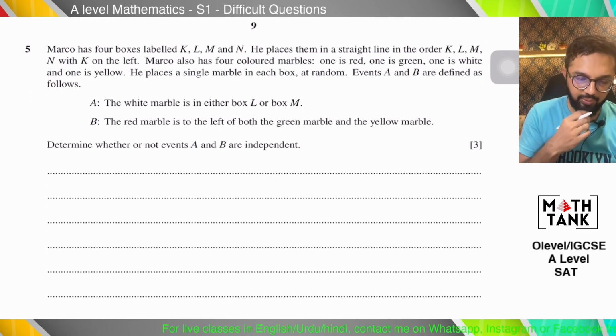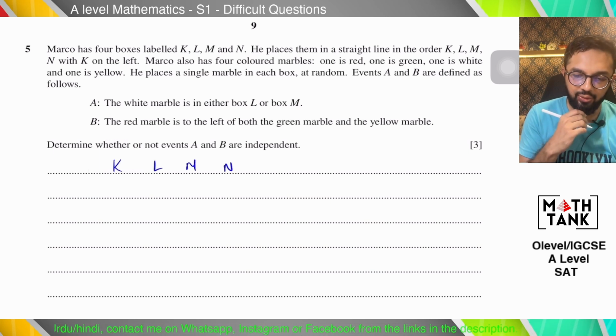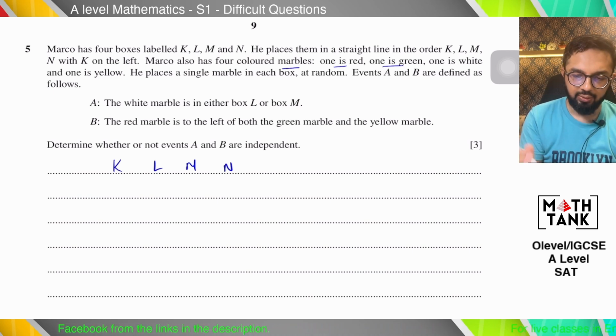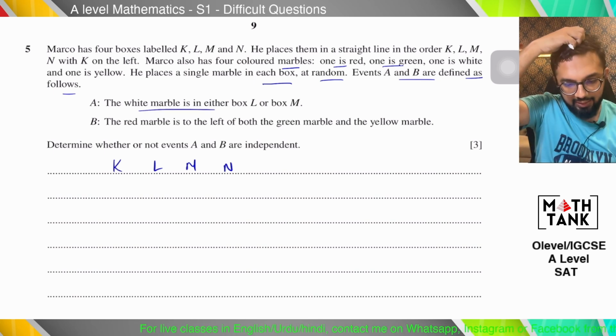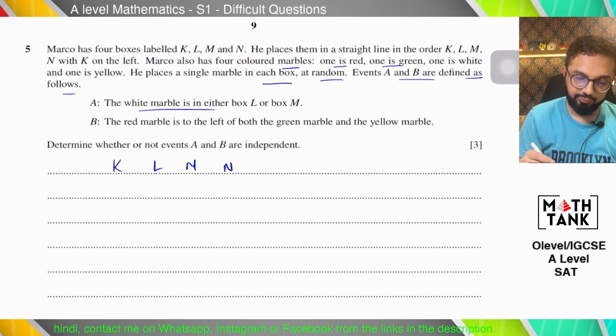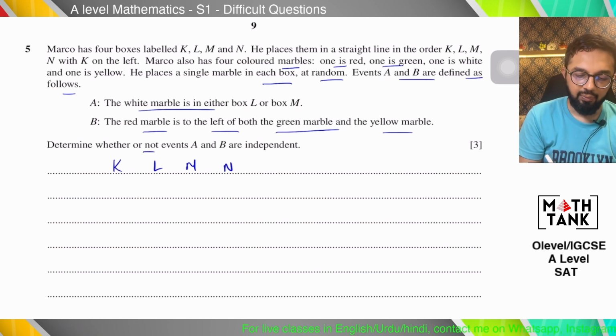Marco has four boxes labeled K, L, M, and N. He places them in a straight line in the order K, L, M, and N with K on the left. Marco also has four colored marbles. One is red, one is green, one is white, and one is yellow. He places a single marble in each box at random. Events A and B are identified as follows. A: the white marble is in either box L or box M. B: the red marble is to the left of both the green marble and the yellow marble. Determine whether or not A and B are independent events.